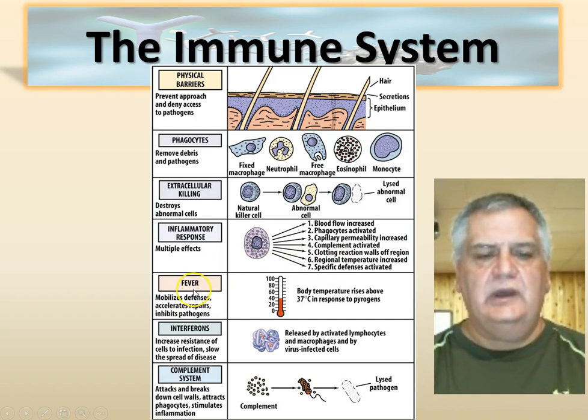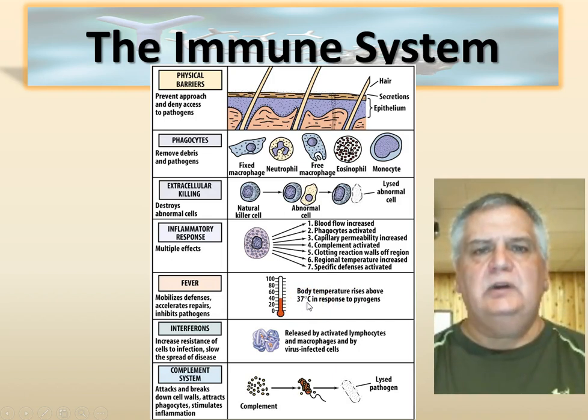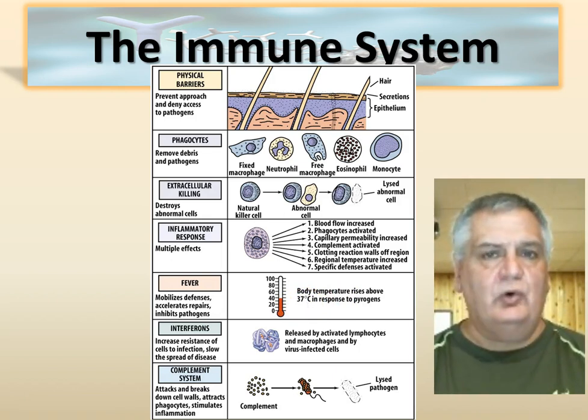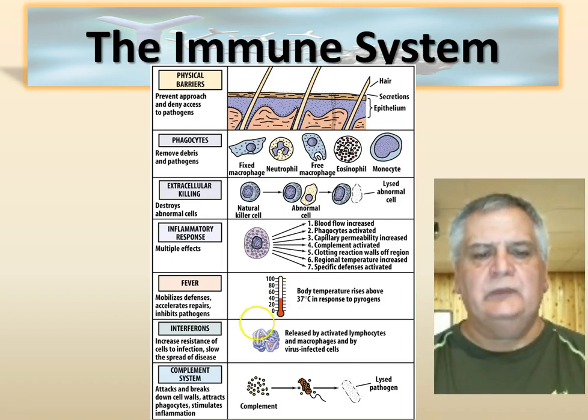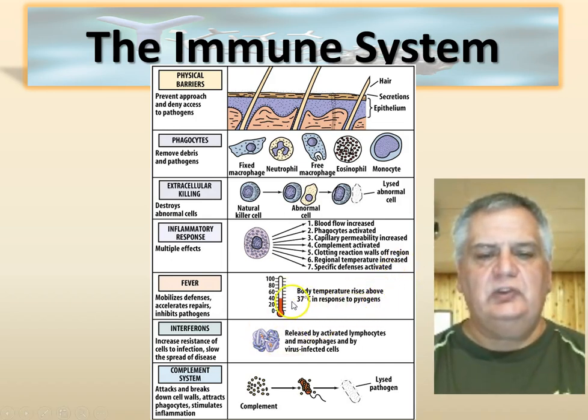Fever is another innate defense. Fever mobilizes defenses, accelerates repairs, and inhibits pathogens by making it more difficult for pathogens to reproduce. As a result of fever, that is when the body temperature rises above 37 degrees Celsius, pathogens have more trouble reproducing because their proteins have trouble folding up because of the higher temperatures. That gives the body's immune system a chance to defeat the microbes before they can grow into significant numbers.